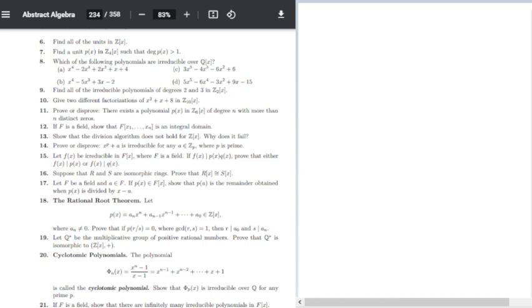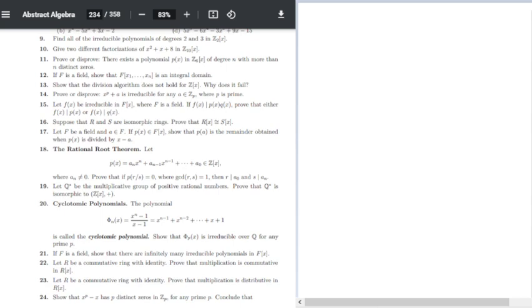Alright, prove or disprove: if F is a field, show that F[x1, all the way to xn] is an integral domain. I mean, you can just look at the leading term. It's pretty much just leading term stuff, and because a field is always an integral domain, that works.